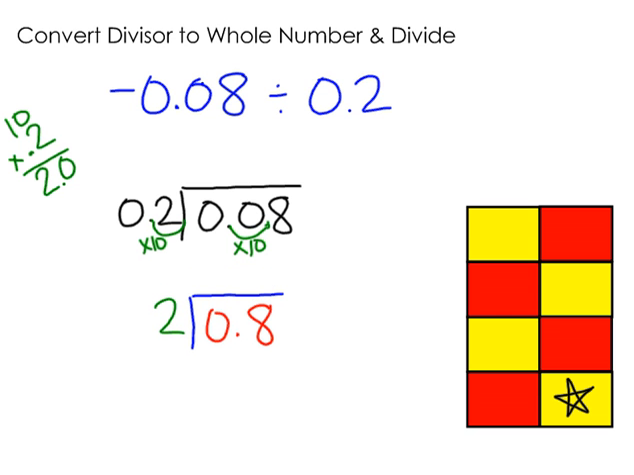Okay, just like before, we're going to move our decimal point straight up. 2 will go into 0 0 times, and 2 will go into 8 4 times. 4 times 2 is 8, and we see that it's a terminating decimal. Okay, and again, we had a negative divided by a positive, so our final answer would be negative 0.4.